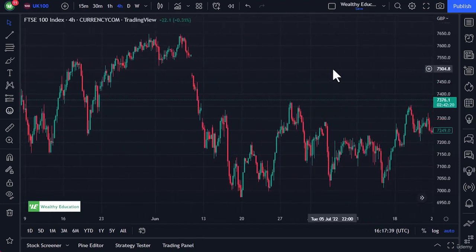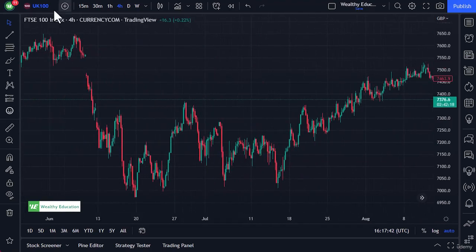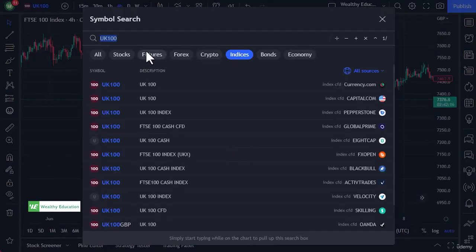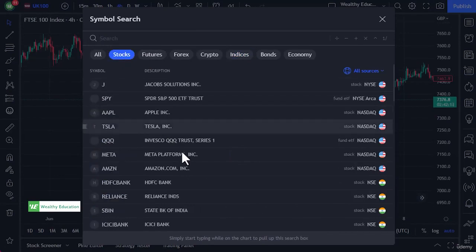So there are a couple of different ways that you can look at various consolidations. So let's just take a look at a stock here.